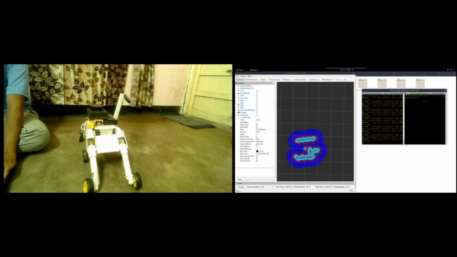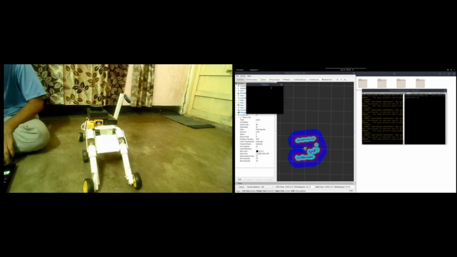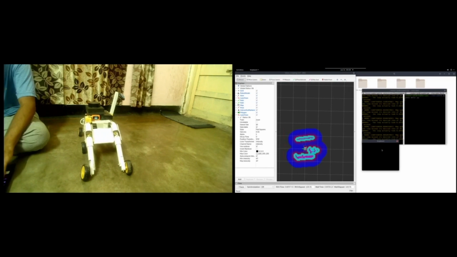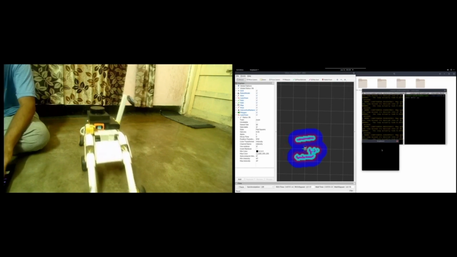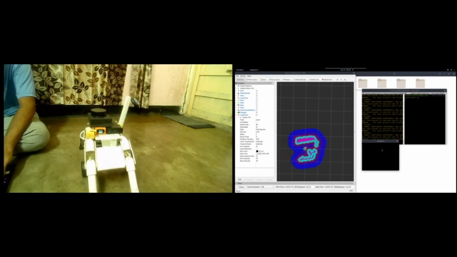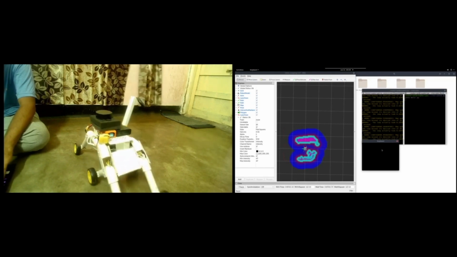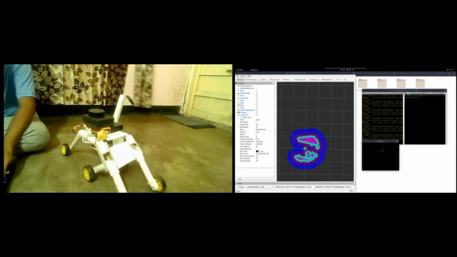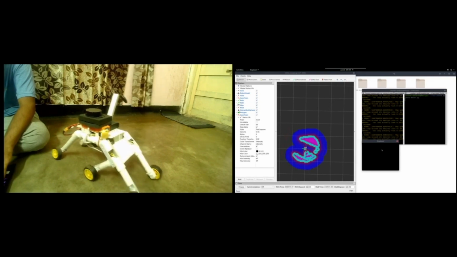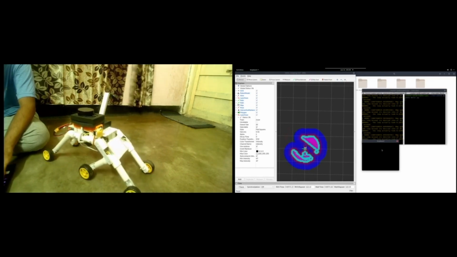We'll see how the obstacle layer moves when we move the bot. As you can see, when I move the bot front and back and then turn it, the obstacle layer also changes. This shows that the obstacle detection is working perfectly fine.